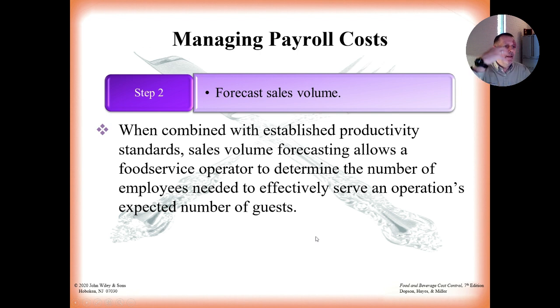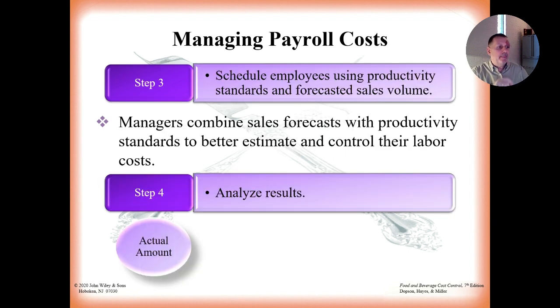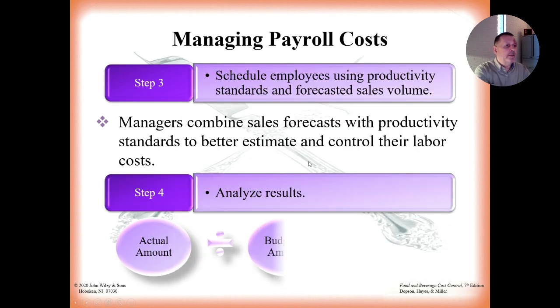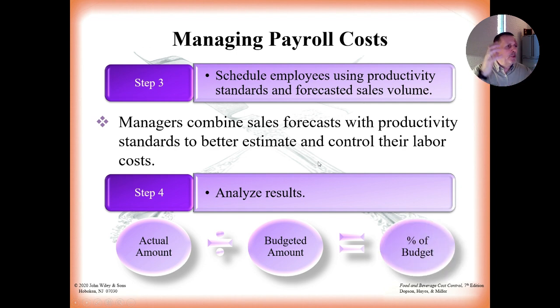We talked about forecasting a lot. If I know how many people we can expect and I have those ratios down, then I can schedule accordingly. And that's the next step. Step 3, well, step 3 and step 4 together. So you schedule by using the productivity standards against the projections, and then you analyze the results: actual amount, budgeted amount, percentage of budget. I expected this, I used that, it was exactly the same, we're good. If it was less or more, then it's going to be a percentage of the budget.